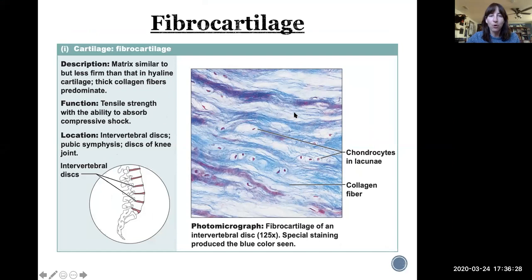All right, so shock absorption, fibrocartilage for your intervertebral discs, the discs inside of your knee joint that actually cushion impact when you jump up and down, and then the pubic symphysis, which holds the two sides of your pelvis together. It's right in the middle. Okay.